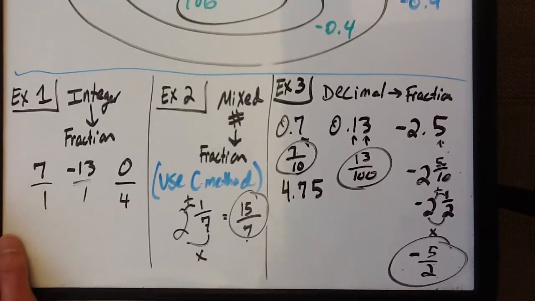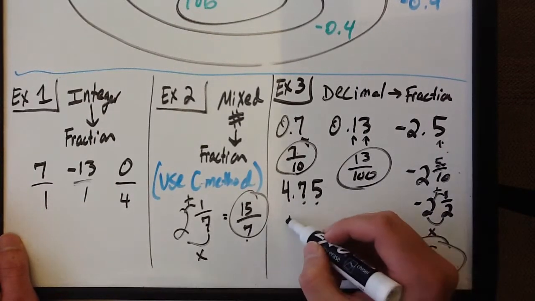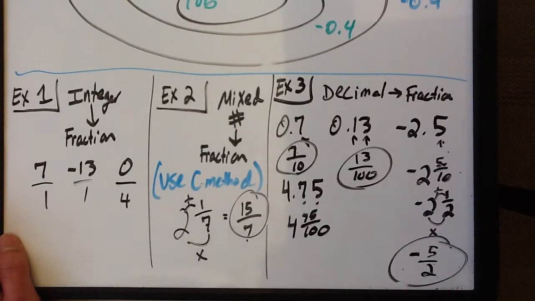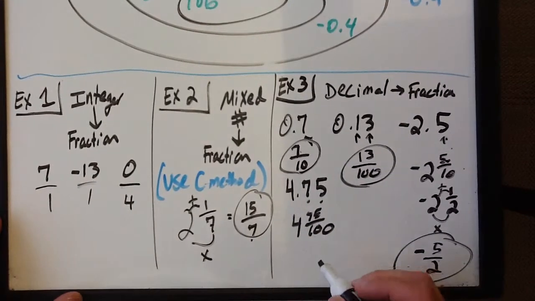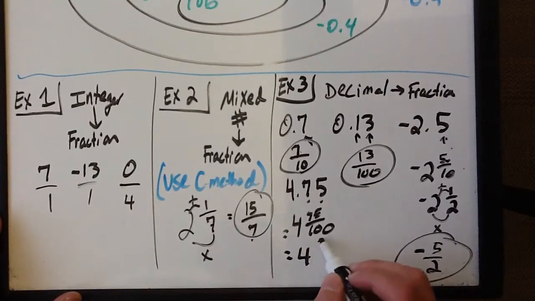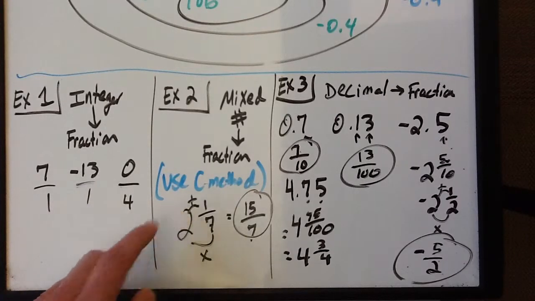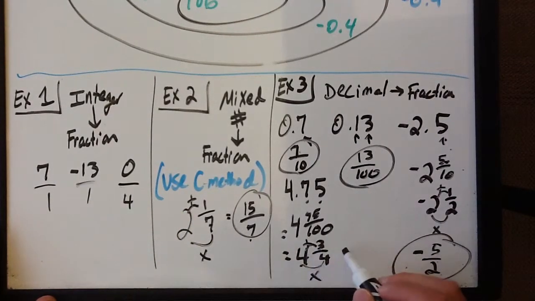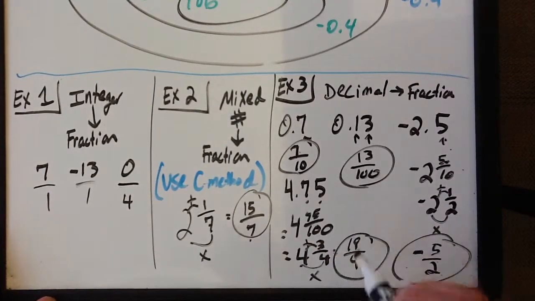Finally, we have 4.75. This is the tenths place, that's the hundredths place. So we have 4 and 75 hundredths, 4 and 75 over 100. Well, can I simplify 75 over 100? Yeah, they're both divisible by 25. So this would simplify to 4 and 3/4, which is a mixed number. And like I did here, I'm going to use the C method to make it improper. So 4 times 4 is 16, plus 3 is 19 over the original denominator of 4, 19/4.